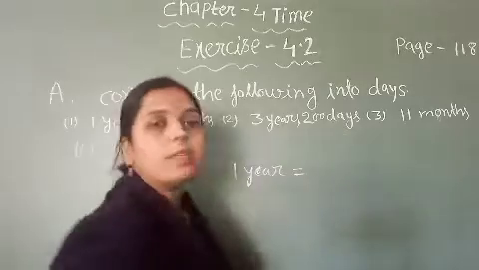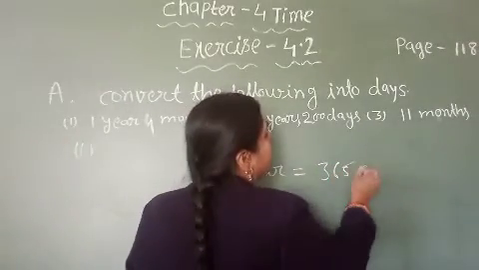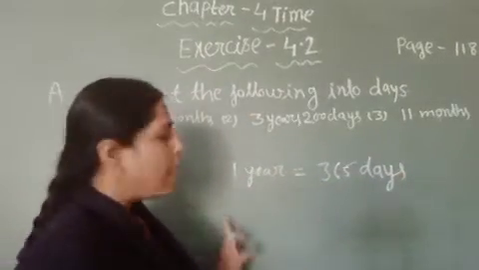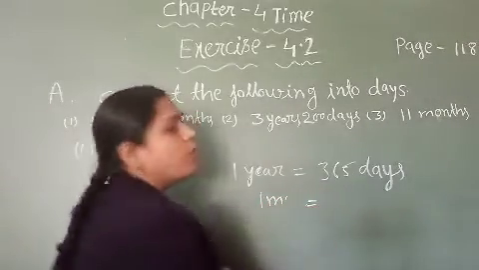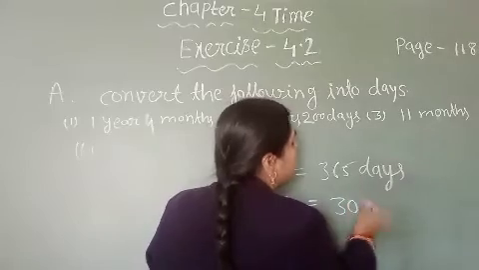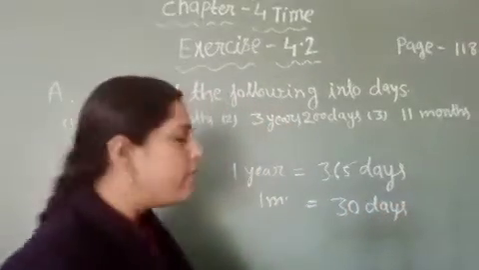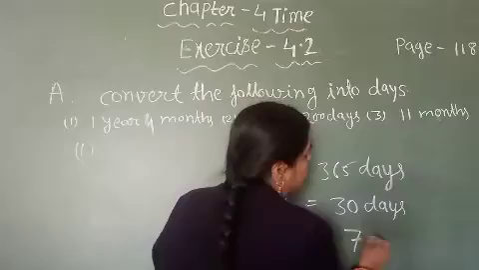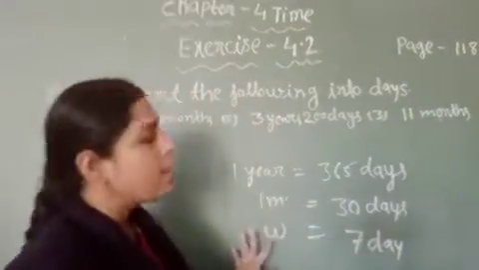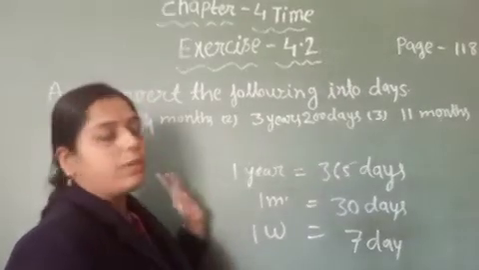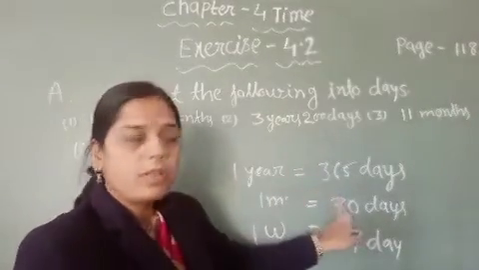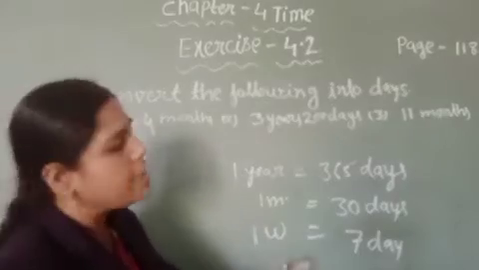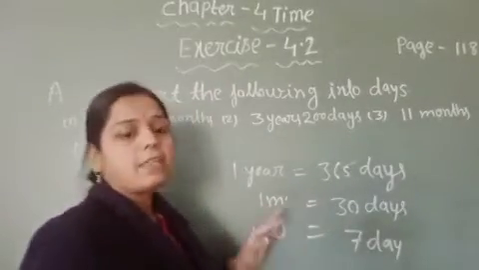You know that 1 year equals 365 days, 1 month equals 30 days, and 1 week equals 7 days. So in this exercise, we solve in days. Learn it: 1 year equals 365 days, 1 month equals 30 days, and 1 week equals 7 days.